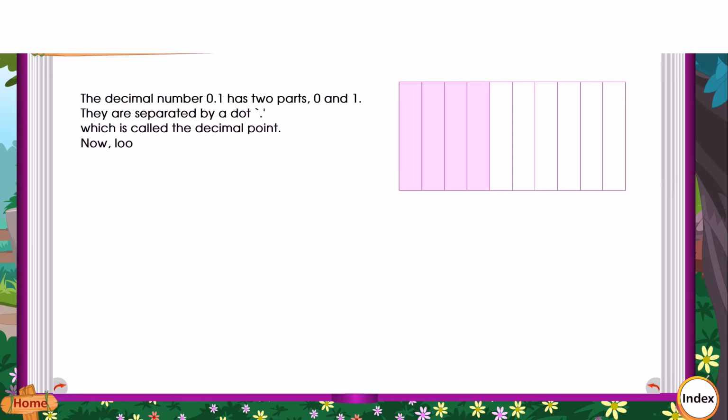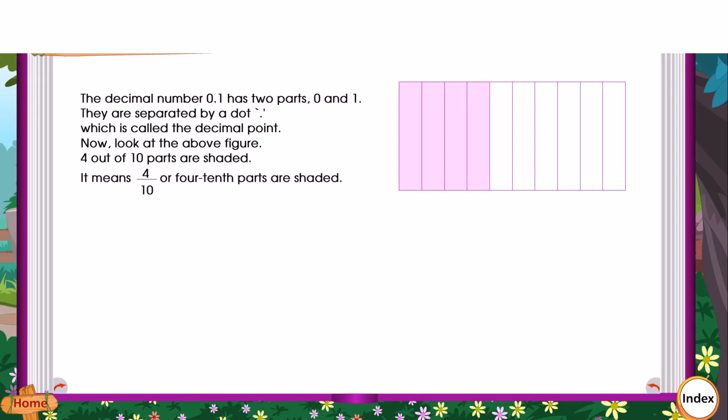Now, look at the above figure. 4 out of 10 parts are shaded. It means 4 by 10 or 4/10 parts are shaded. We write 4 by 10 as 0.4 in the decimal system.